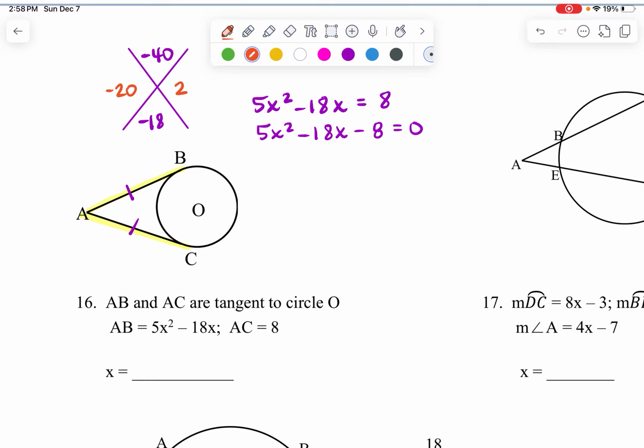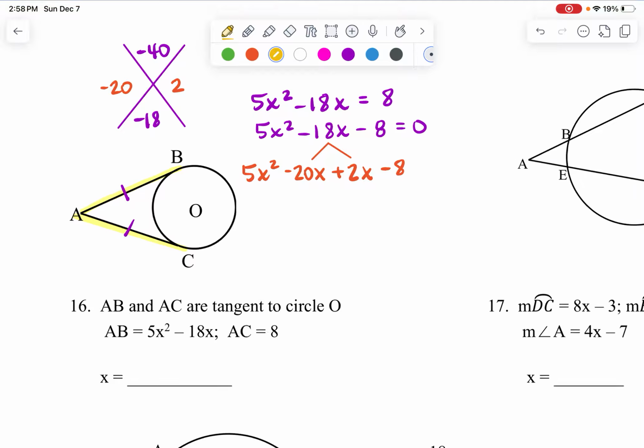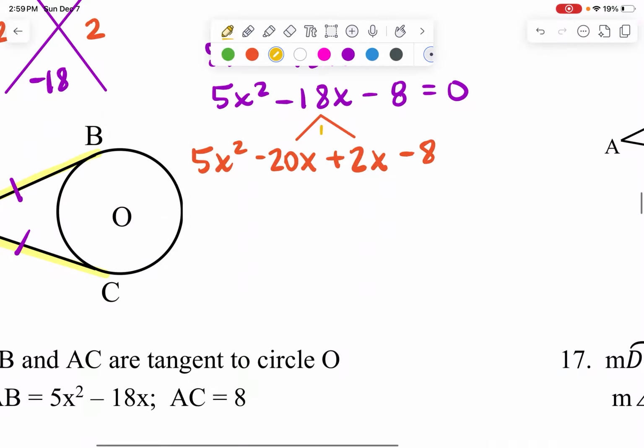So our factors were negative 20 and 2, so that means our middle term was created from a negative 20x plus 2x. And then I'm just gonna bring down my first and last term. And so there's our original 4 term polynomial, and then we're going to split it down the middle, and then you're basically just going to do GCF of both sides.